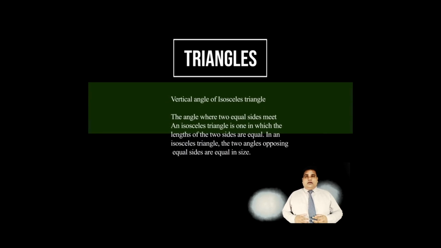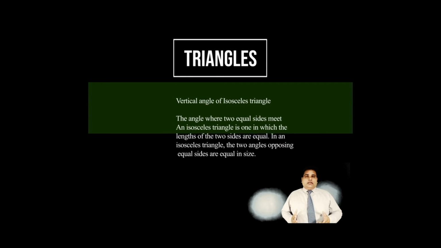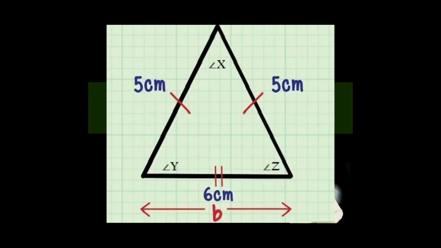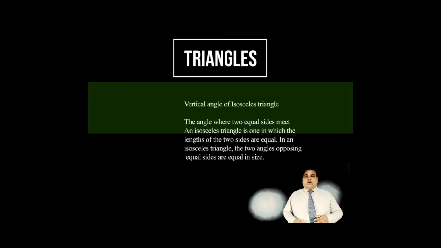The angle where the two equal sides meet. Where the two equal sides are meeting, that point, that angle is known as the vertical angle of the isosceles triangle. As we know, an isosceles triangle is one where two sides are equal, and the angles opposite to the equal sides will also be equal.